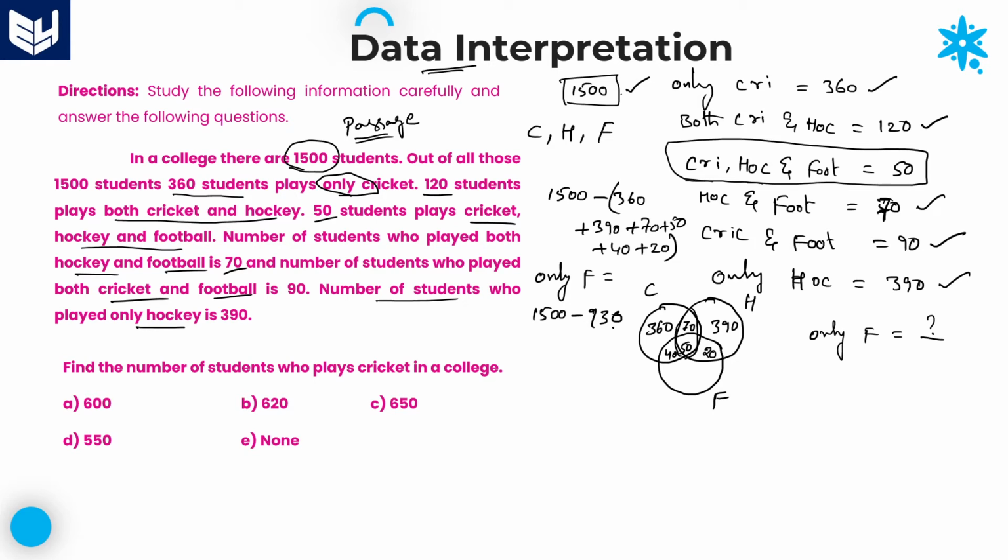Now subtract 930 from this 1500. What you will get here? Here it is 570. 570 members are playing only football.